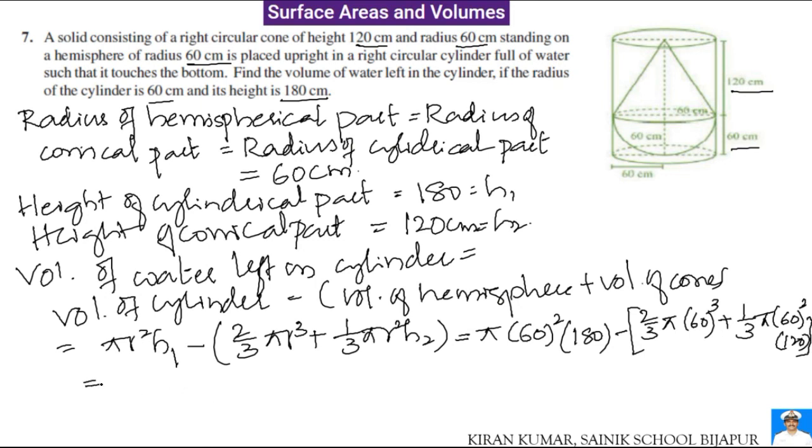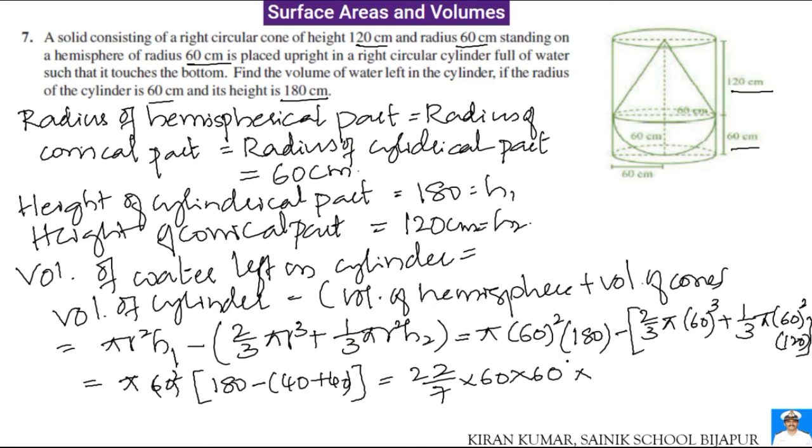Let's further simplify. We get pi times 60 square as common. We get 180 minus 40 plus 40. So we get 22 upon 7 into 60 square, which is 60 into 60, and 180 minus 80 is 100. We get 1.131 meter cube. We converted the centimeter cube in terms of meter cube, and the final result is 1.131 meter cube.